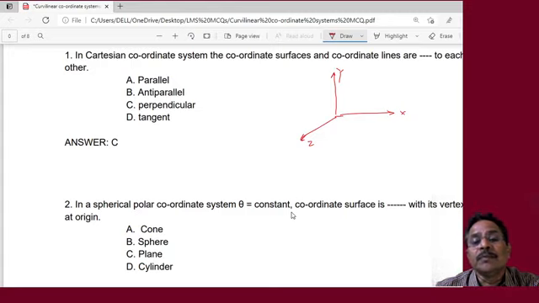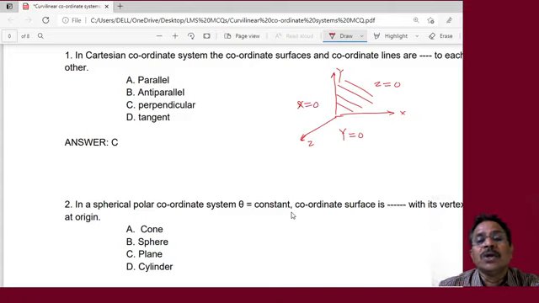So this plane here, the plane which is made by y and x, this plane is having z equal to 0. So this is called as coordinate surface z equal to 0. This is coordinate surface y equal to 0, and this is coordinate surface x equal to 0. All these 3 surfaces are perpendicular to each other, and where these 2 surfaces intersect each other, we get what is called as coordinate line. So this coordinate line and coordinate surfaces are formed, and these are found to be perpendicular to each other, and therefore answer C is the correct answer here.